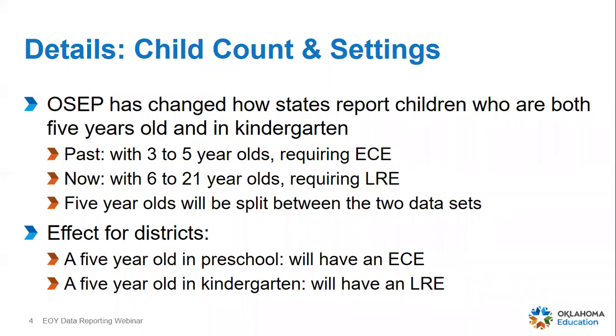So with the 3 to 5-year-olds, from our perspective, 5-year-olds are split into 2 data sets that we submit to OSEP now. From your perspective, all you will see is on your child count report this fall, 5-year-olds in kindergarten will have an LRE instead of an ECE, so you'll have to review that. But we will update that report at that time. So that's really the main effect for you guys. From our perspective, it changes the reports that we submit federally, but you don't see those, okay?